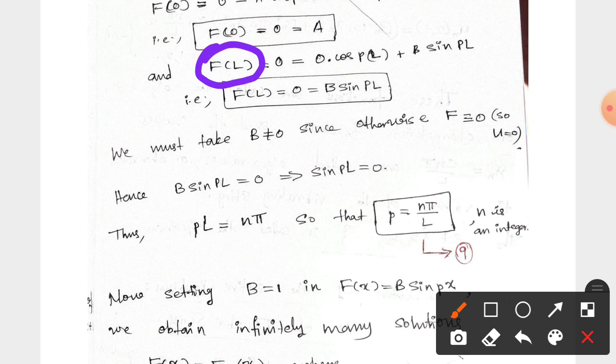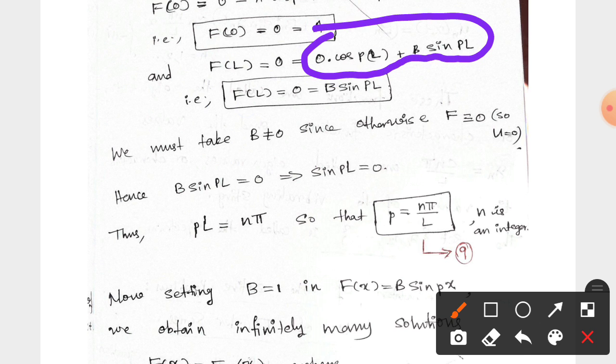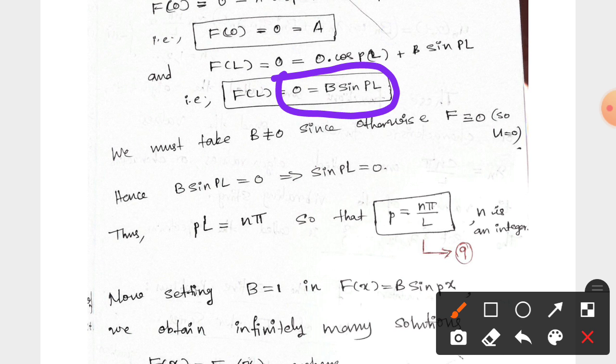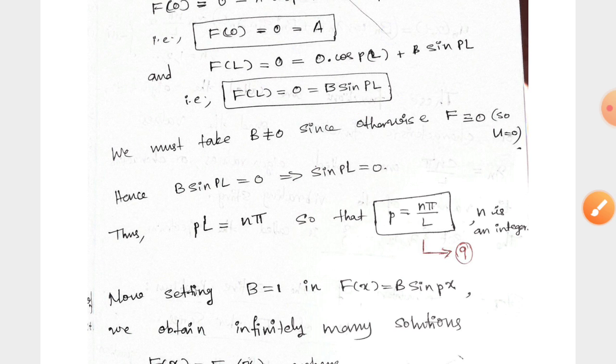Now the initial condition is f of l is equal to 0. So in the place of x we have to substitute l. So 0 into cos pl plus p sin pl. So this term is completely 0. The second term is b into sin pl, which is equal to 0.